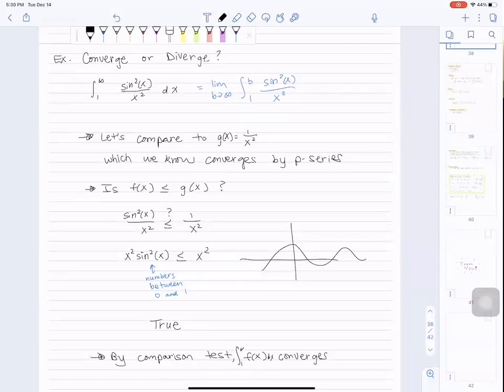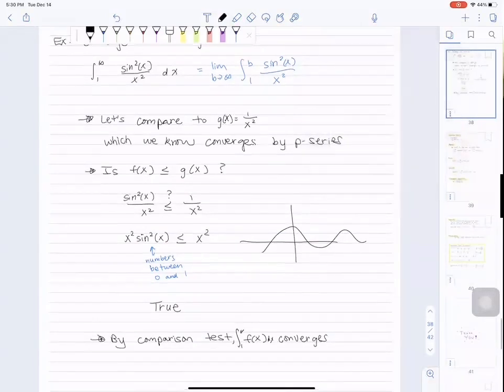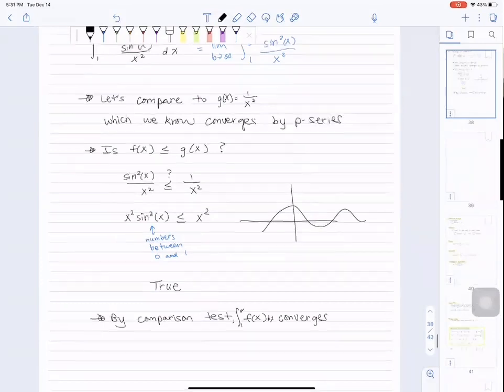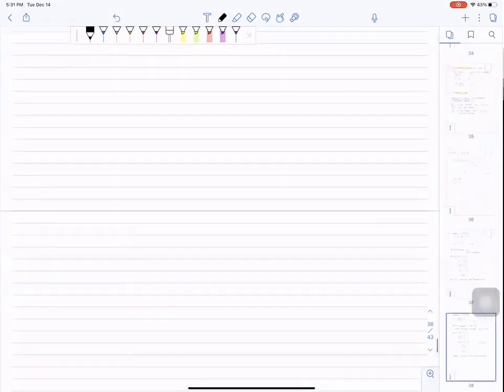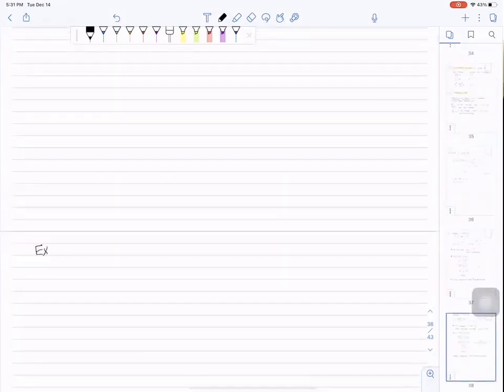Any questions on this example? Okay, so we had a question in the chat. Will you ever have to do asymptotic analysis when doing comparison tests? So I did see an example of doing this.